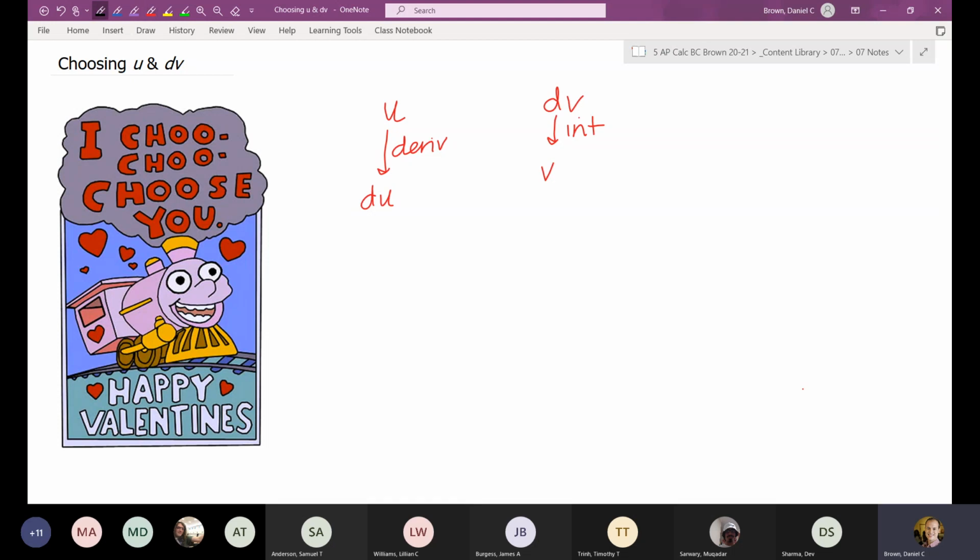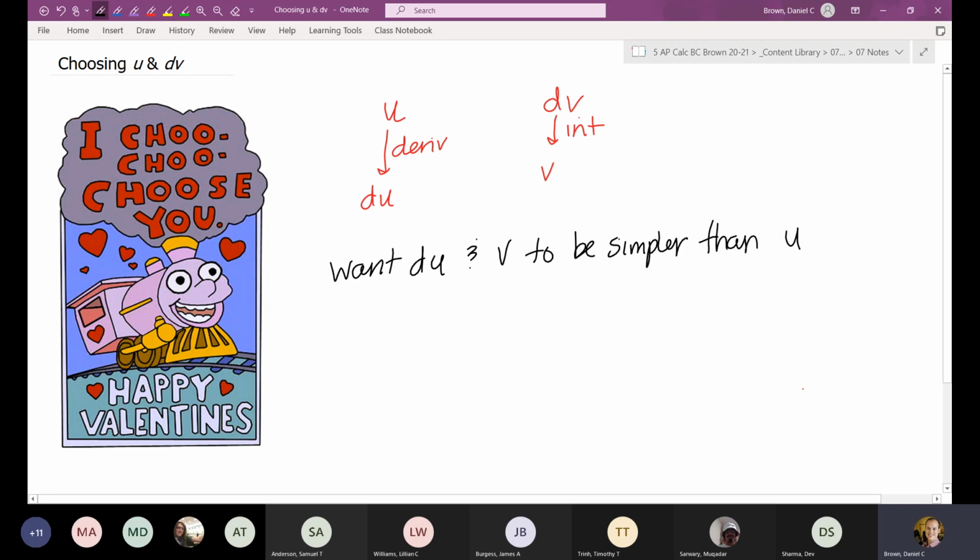So the main idea is we want du and v to be simpler than u and dv. And what I mean by that is like this whole idea is like we want to take something that we can't integrate to make it something that we can integrate. So whatever my u is, du should look nicer. Whatever my dv is, I want my v to look nicer.